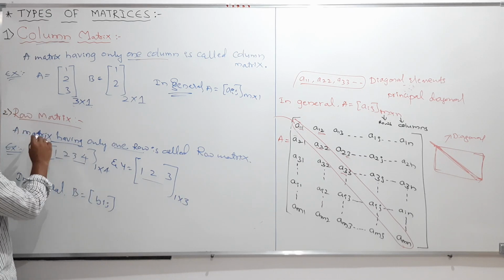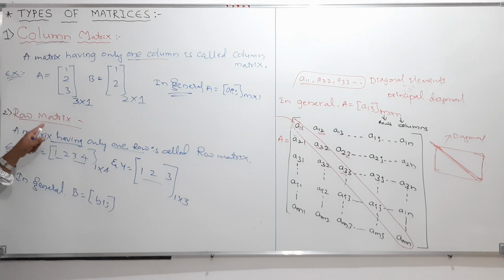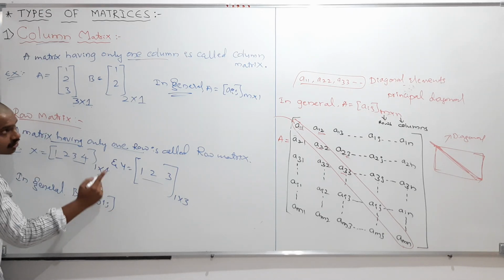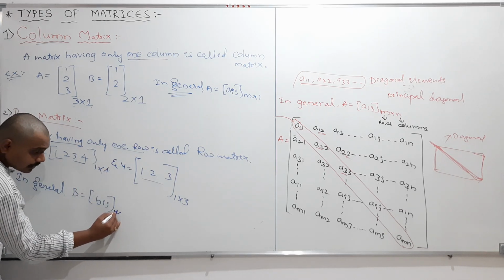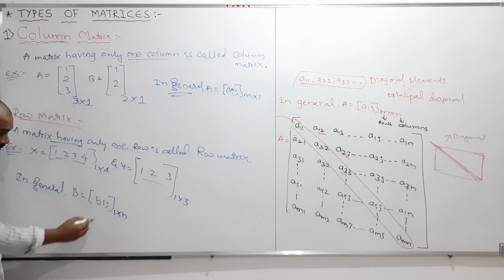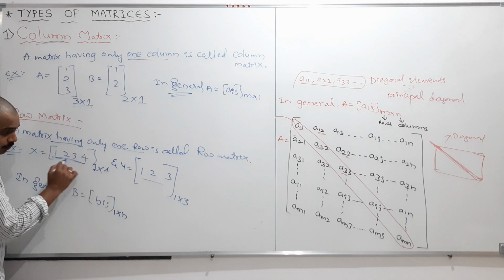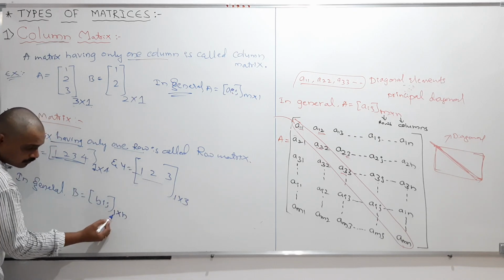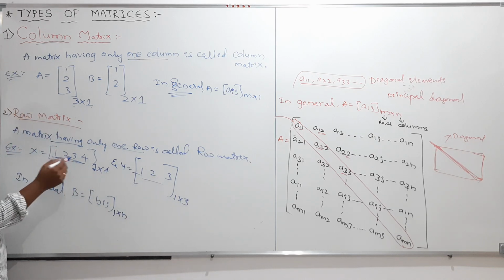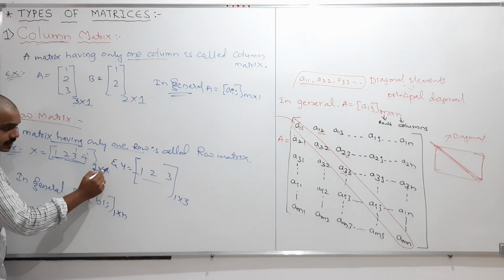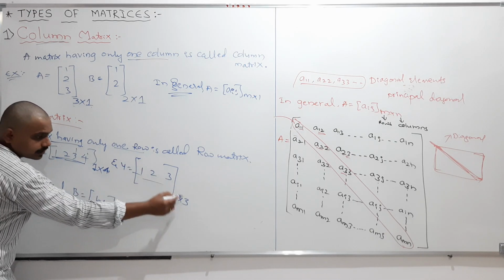So what is the order of the matrix? In the row matrix, the order will always be in the form of 1 cross n. Observe here, one row, so this is 1, and here also one row is there, so therefore 1. And next the columns may differ. Here 1, 2, 3, 4, four columns are there. In this case 1, 2, 3, three columns are there.